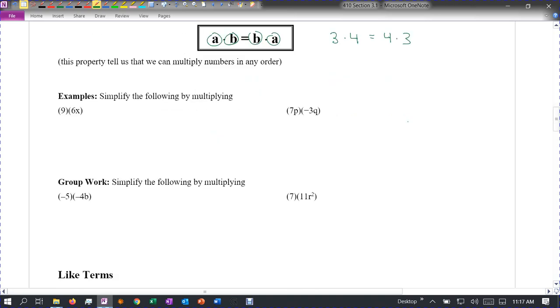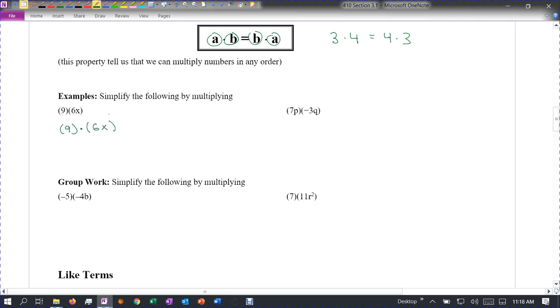So looking at the following example, if I have 9 in parentheses and then 6x in parentheses, we want to look at this as being like two terms. That's a term right there. That's a constant term, times 6x, which is a variable term.